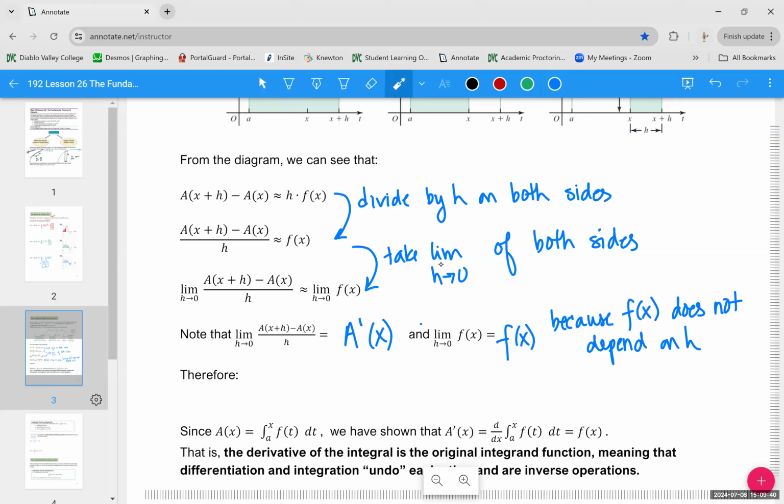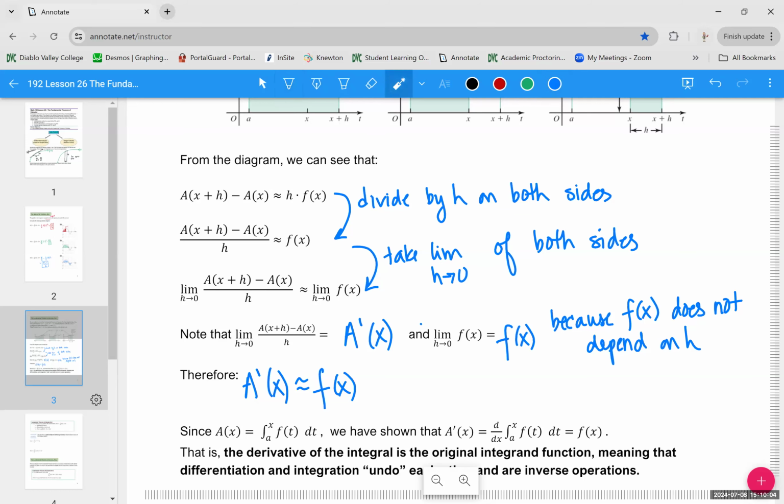So if you look at what we said, we have that the derivative up here is basically approximately equal to the f of x. Okay. So let me go back here. Therefore, a prime of x is approximately equal to f of x.